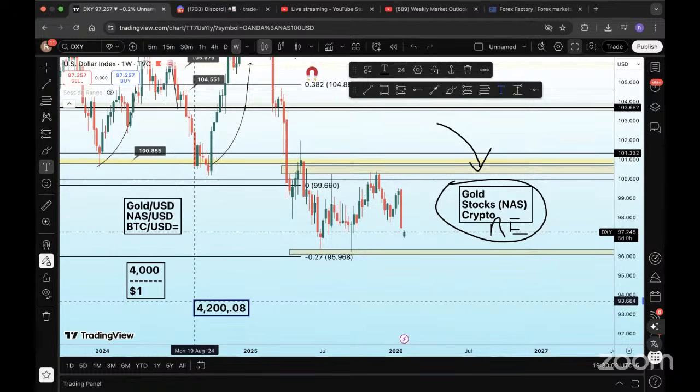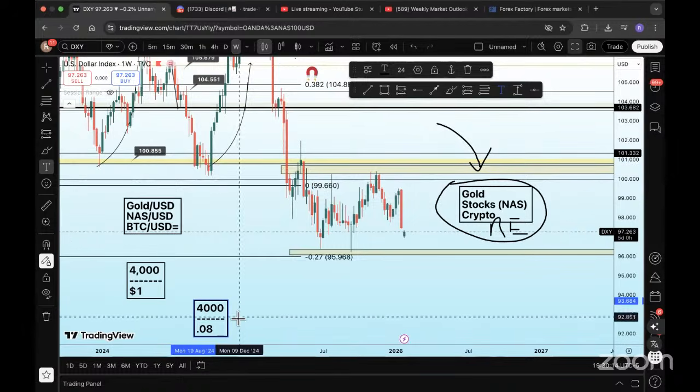Let's just assume it's 4,200. Okay. Oh, wait, my bad. So we have the same $4,000. And if the value of the dollar goes down, then this $4,000 will now equal, I don't know, somebody help me do math.